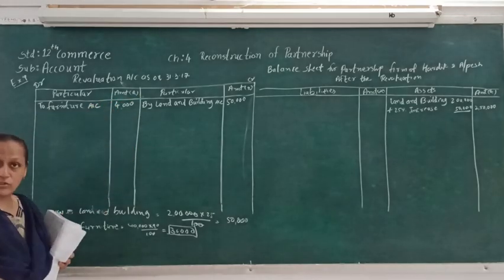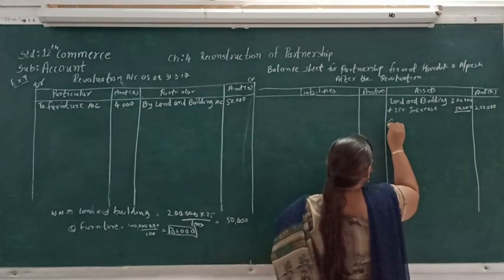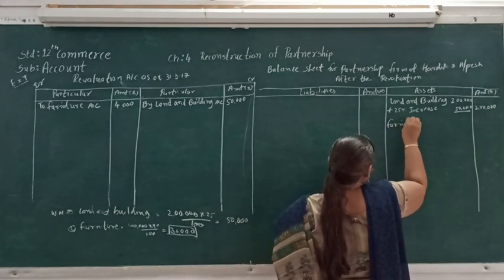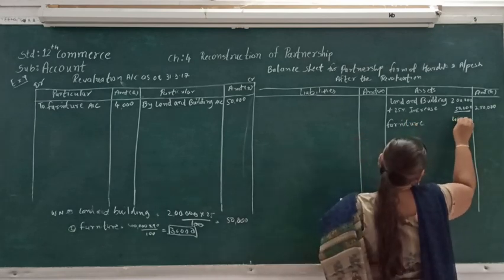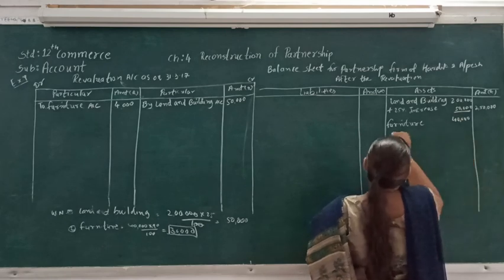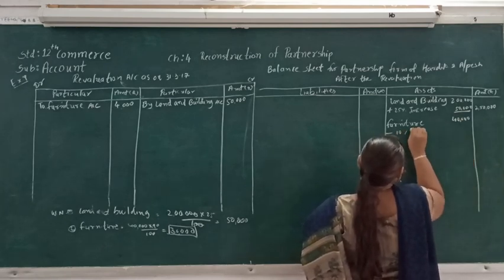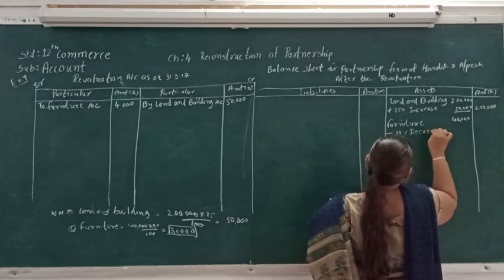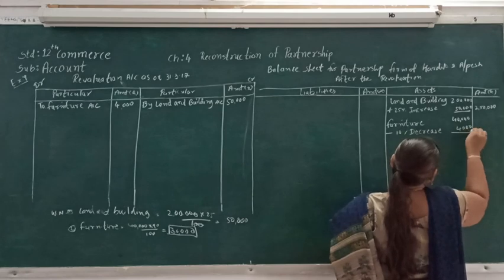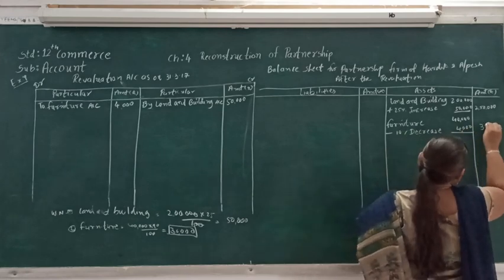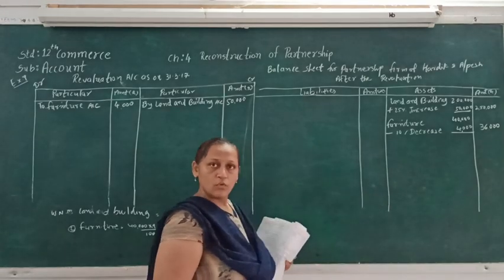4,000. So that we are going to write here, 4,000. And here we'll write furniture. Furniture value was 40,000 minus a 10% decrease, and that is 4,000. So here we are going to write 36,000. So this is the market value of the furniture.